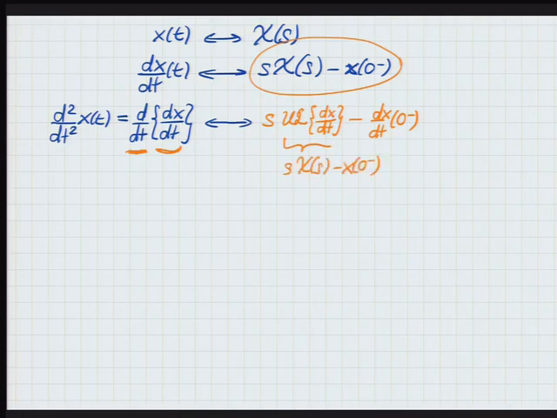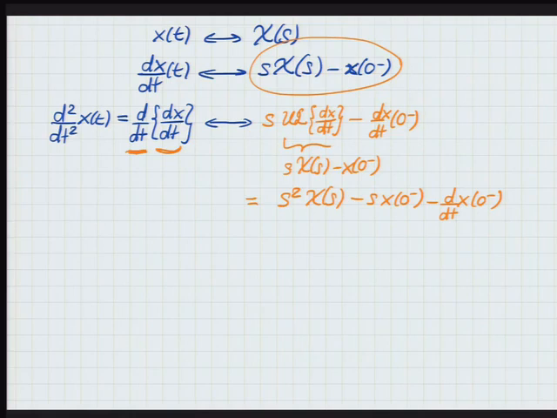All right? So multiplying this by s, I'm going to get s squared X of s minus s times the value of the signal at time 0 minus the value of the derivative of the signal at time 0. Right? So that's the rule for the second derivative. It really is not a new rule. It's a repeated application of the same rule. So I'm not going to write it for higher derivatives.